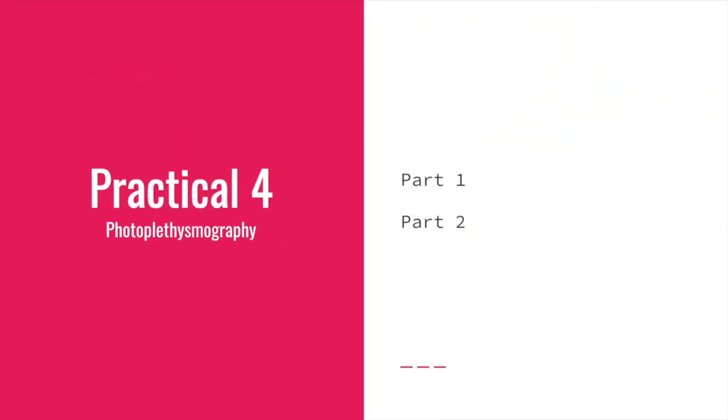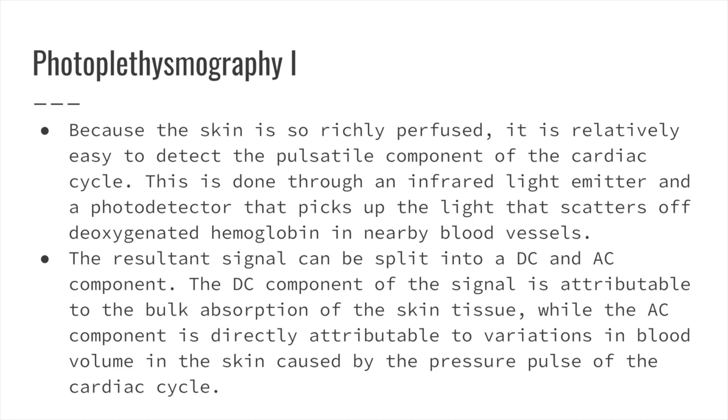As part of Practical 4, we built a photoplethysmogrifier. In the second part, we built a 7-segment display, now driven by the photoplethysmogrifier and a 4-bit counter. Because the skin is so richly perfused, it's relatively easy to detect the pulsatile component of the cardiac cycle. This is done through an infrared light emitter and a photodetector that picks up the light that scatters off deoxygenated hemoglobin in nearby blood vessels.